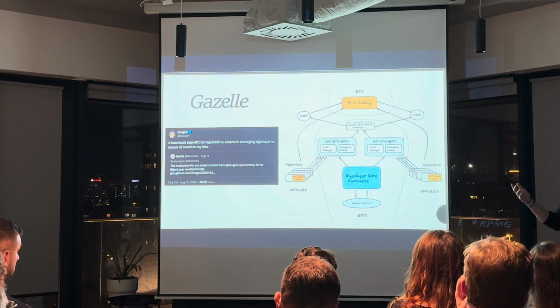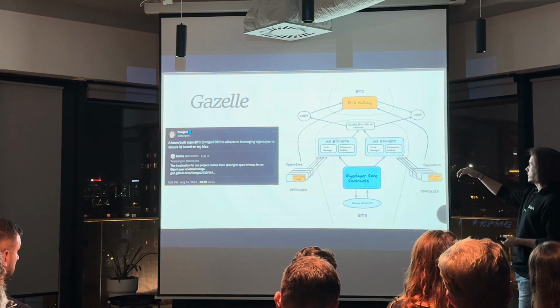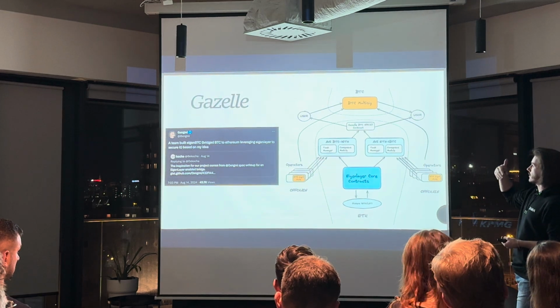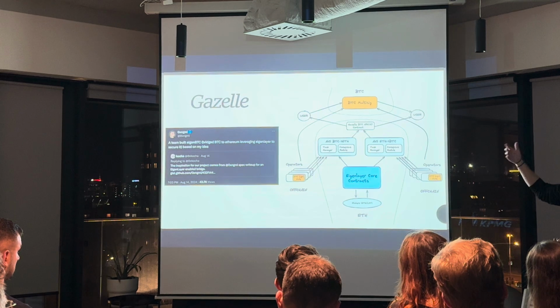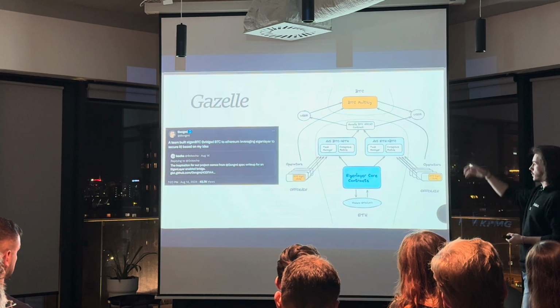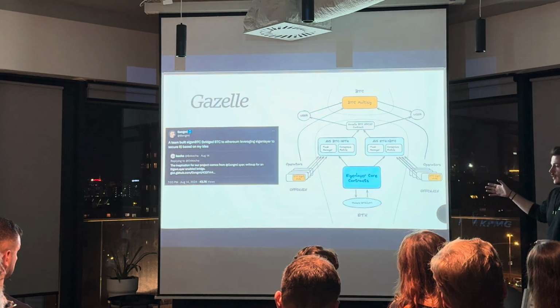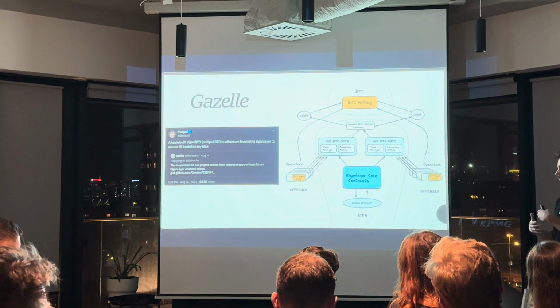he just burns his ERC20 representation through our smart contract, and then the operators check that the burn happened, and they are tasked with releasing the Bitcoin from the multisig back to the user on the Bitcoin blockchain. This scheme can work because the operators are susceptible to slashing in Ether.